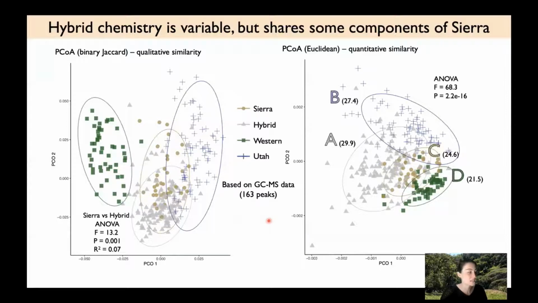The mean distance to centroid for each group is provided in parentheses, and the distribution of distances was significantly different for each group, with Western juniper having the smallest variance and hybrids exhibiting the most variance in compound concentration. This pattern of high hybrid variance is consistent with patterns of hybrid admixture, which are complex across the landscape, yielding a continuum of hybrid ancestries.